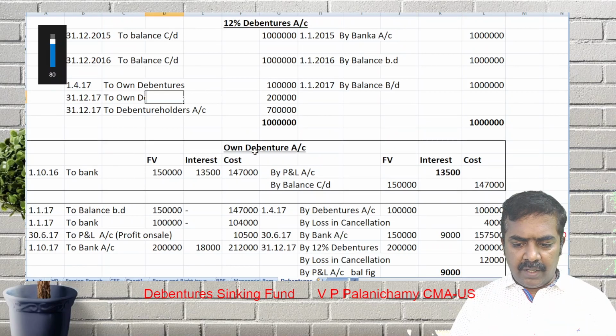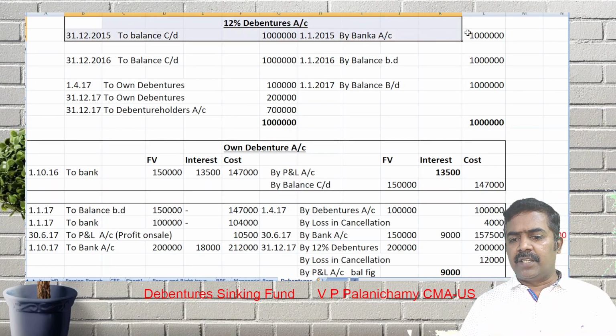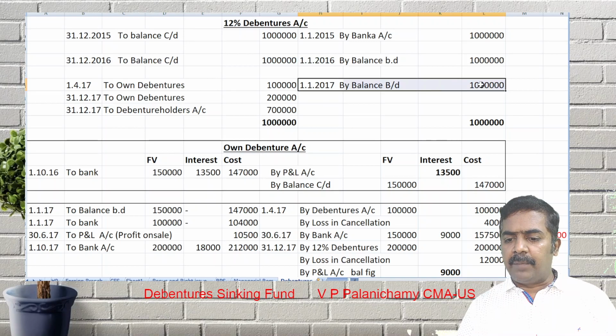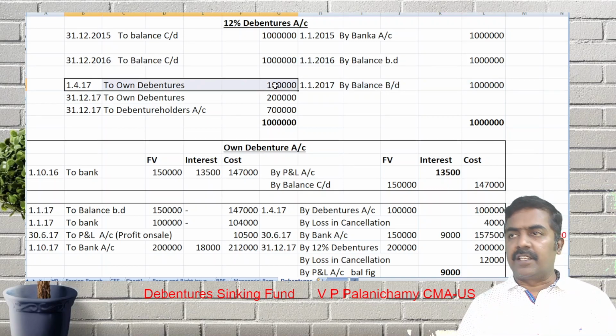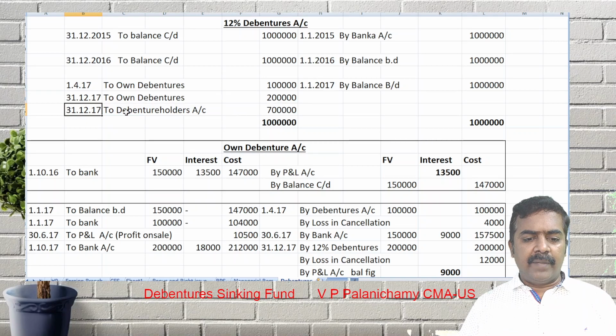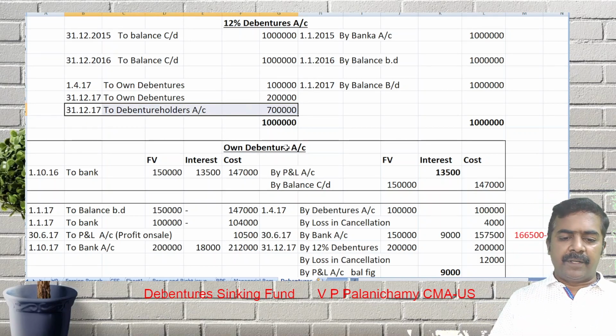So once again, a minute recollection. Please pay attention. Debentures first year 10 lakhs அப்படியே carry over ஆகுது. Second year also 10 lakhs it got carried over. Third yearல by balance brought on எவ்வளோ? 10 lakhs. அதுல own debentures cancel பண்ணது எவ்வளோ? 1 lakh. At the end of the year own debentures again we cancelled what? 2 lakhs. Remaining is transferred to what? Debenture holders account and the 7 lakh plus premium pay பண்ணிருப்போம்.